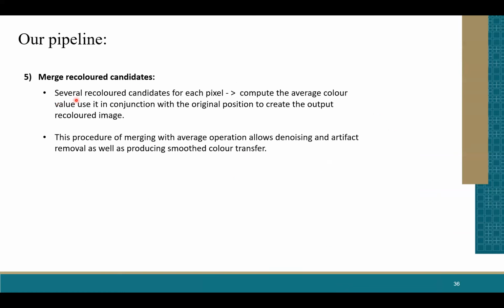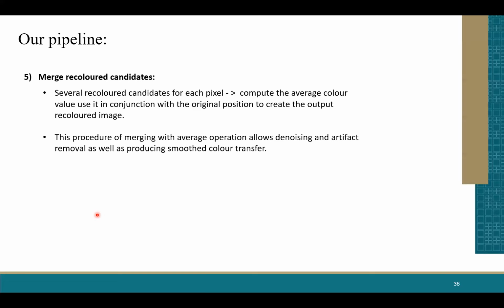The last step is merging the recolored candidates. Because we have overlapping regions between patches, several recolored candidates are generated for each pixel in the source image. We compute the average color value from the candidates and use it in conjunction with the original positions in the image to create the output recolored image.